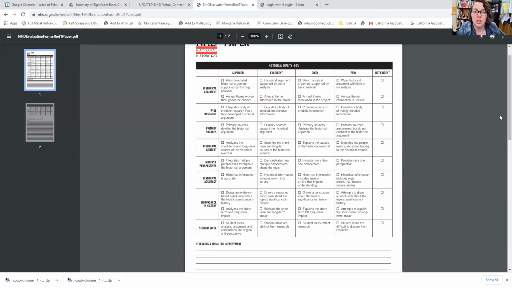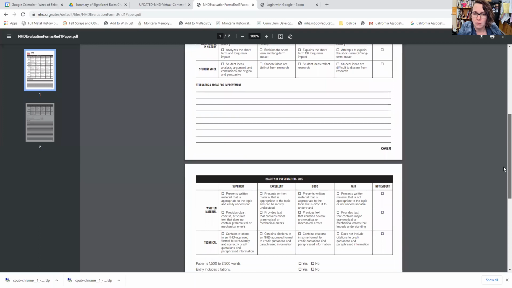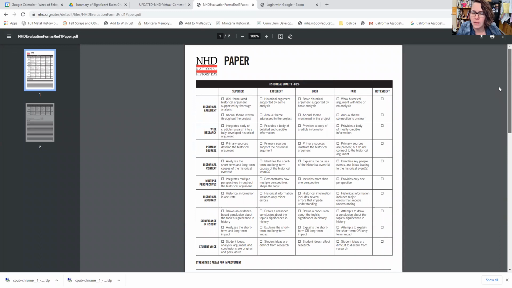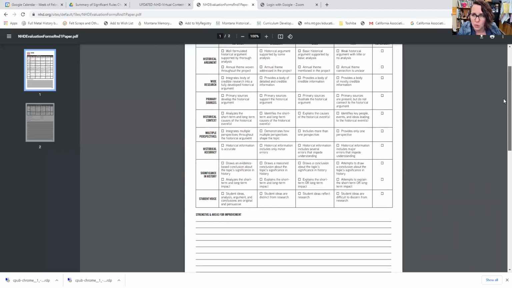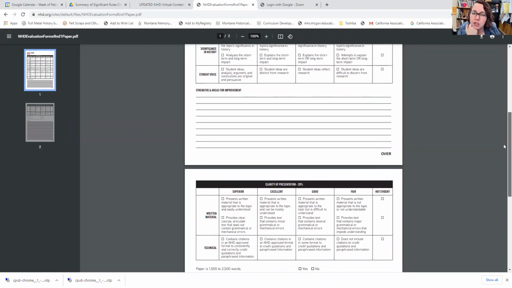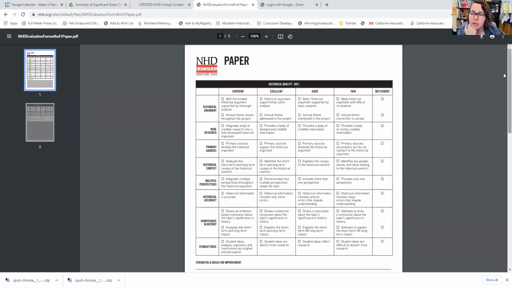If you judged in the past, you might remember, you might not, that it was 60% historical quality, 20% clarity of presentation, and 20% something to do with the theme. Well, they've rejigged it a little bit, so this time it's 80% historical quality, which includes relevance to theme, and then 20% clarity of presentation. Depending on which group you're in, you'll get this National History Day evaluation form.